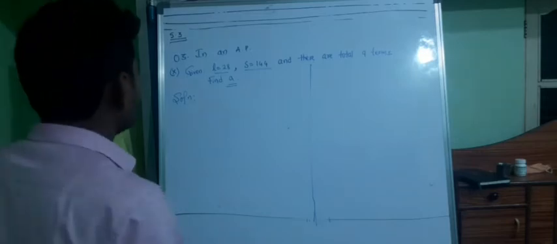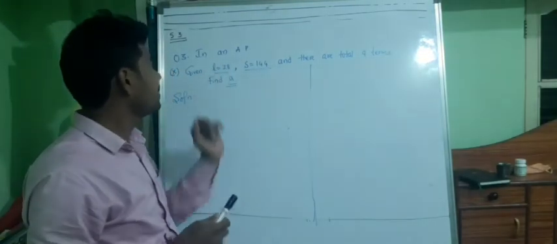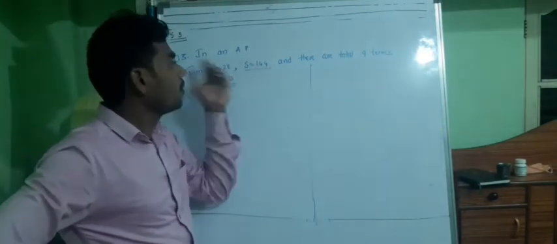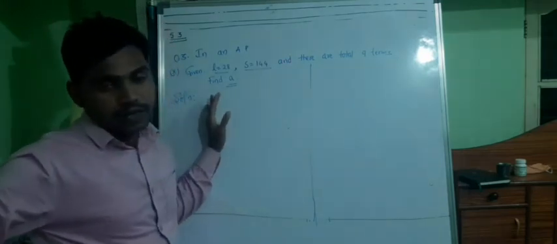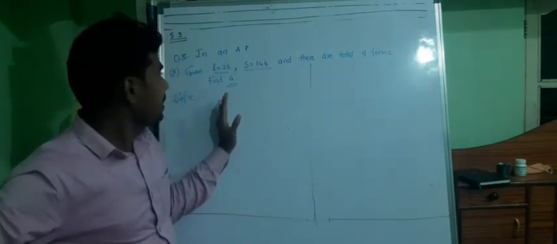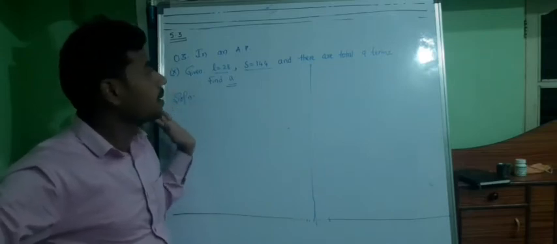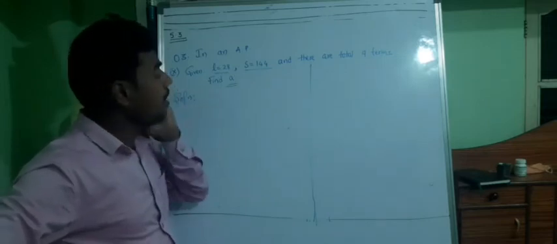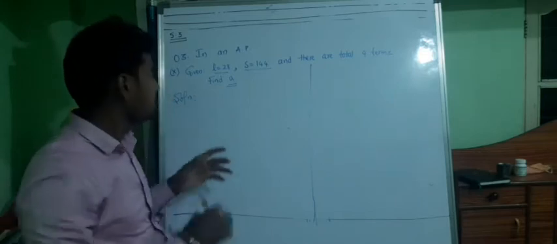We will continue with the third main, 10th question. Given L, the last term, is equal to 28, and the sum of terms is equal to 144, and there are total 9 terms. What we need to calculate? We need to calculate the first term. See, L is given, N is given, and the sum of the terms is given. We need to calculate A. Before calculating A, we need to know D. We don't know D.